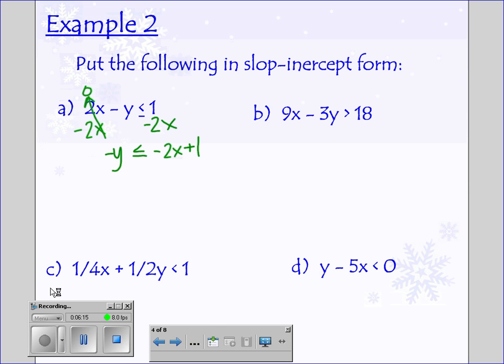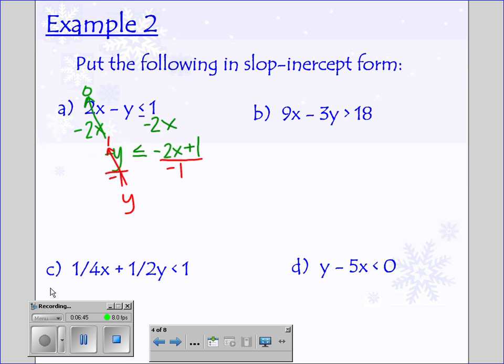Now, I have negative y on the left side instead of just positive y, so I have to divide by negative 1. The golden rule of algebra says what you do on the left, you must do on the right. This applies to inequalities as well. So this involves 3 steps. The first step is dividing negative y by negative 1. A negative divided by a negative is a positive. I'm left with y on the left side.